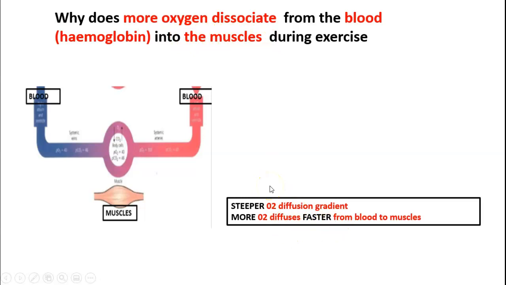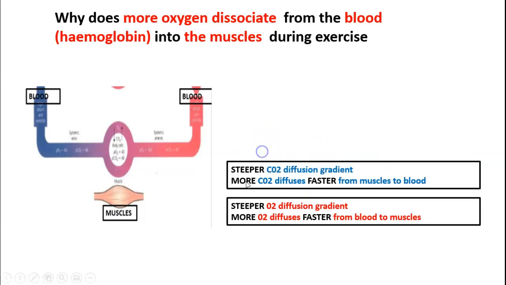On top of that, because the two gases always are working together, another reason that more oxygen diffuses in is because more carbon dioxide diffuses the other way. So you can also get a mark for saying there is a steeper CO2 diffusion gradient because we've got a higher pCO2 in our muscles and a low pCO2 in the blood. This means that more and faster CO2 diffuses out due to the steeper diffusion gradient. Now because more goes out, this allows space for more oxygen to come in, as we've talked about, so you will always get a mark for talking about the two diffusion gradients at the muscle tissue. So that is previous knowledge.